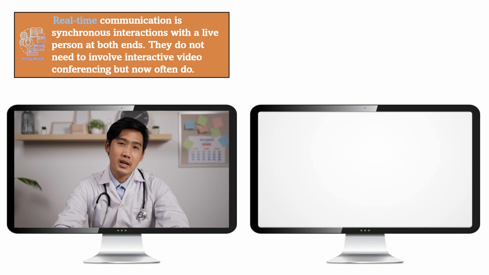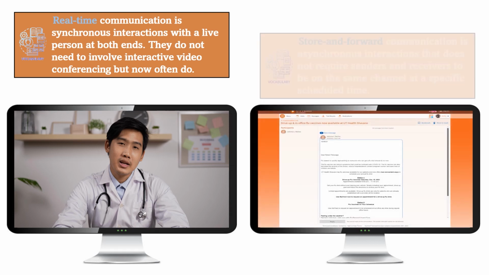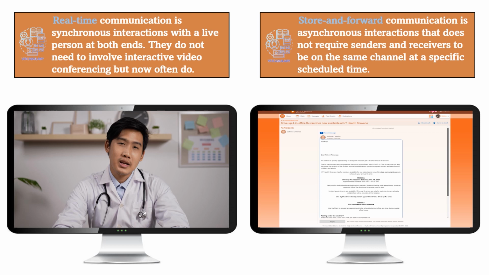The second type is called store and forward or asynchronous communication. In this model, some degree of latency is assumed as senders and receivers are not necessarily on the same channel at the same time. Email and web-based messaging, like through MyChart pictured here, would be examples of store and forward communication.